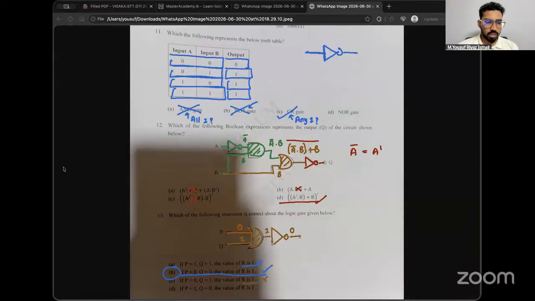So the fourth one, if you check, in the fourth one they have mentioned if P is 1 and Q is 0, the OR gate will go and check is either one of the inputs 1. Is any of them 1? Yes. So 1 goes to the NOT gate, and 1 will become 0. Is it 1? No. So the correct answer is option B. Clear?